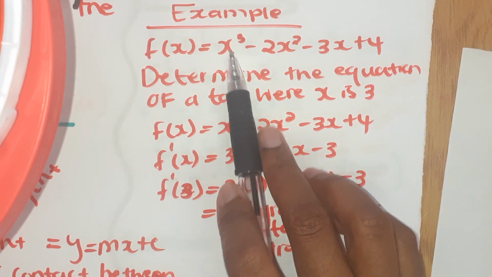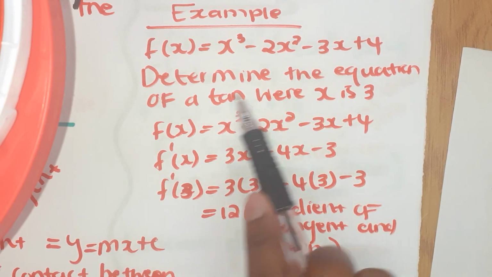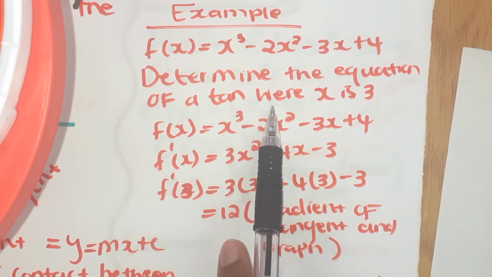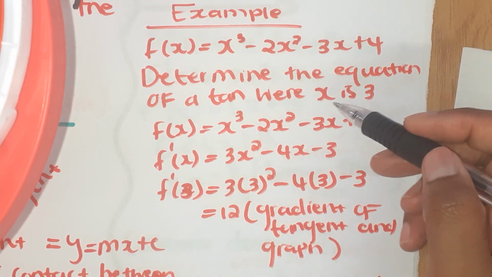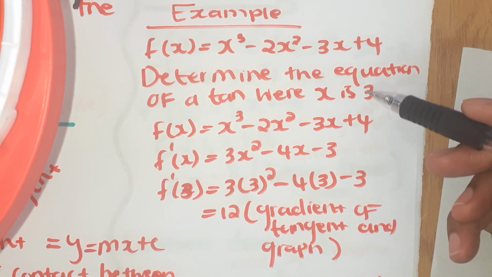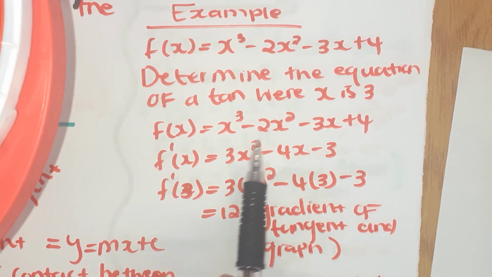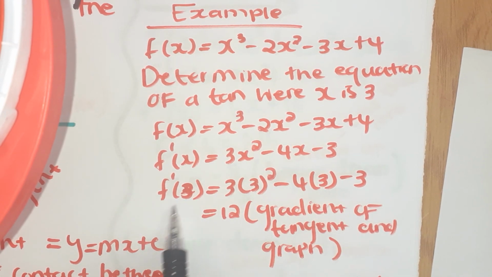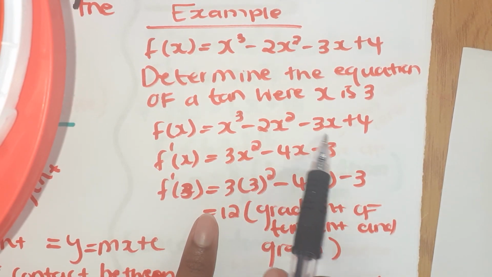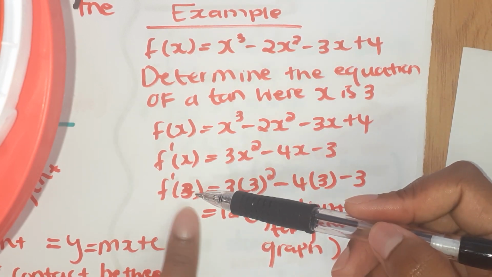So here we have an example. We are given this cubic equation of this cubic graph, and we are asked to determine the equation of the tangent where x is 3. So we have to know the equation of the tangent where x is 3. Now this is the equation. We have to derive to find the gradient. This is the gradient, so at this point x is 3, right?